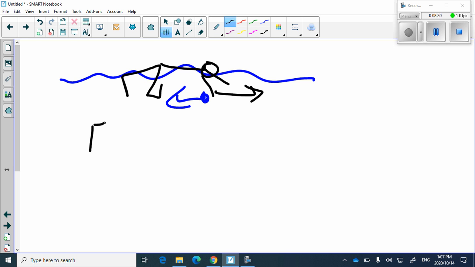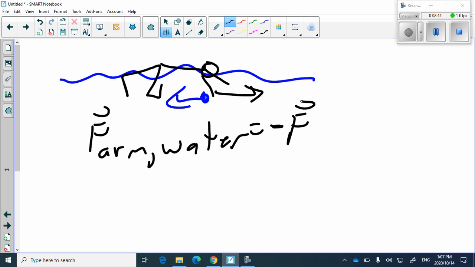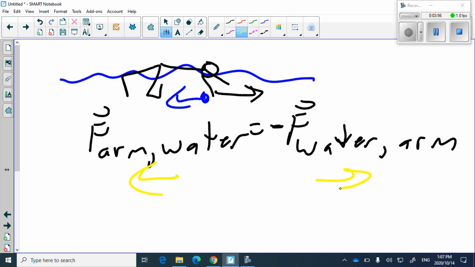So you would say, and the same thing with your legs, right? Force of the arm on the water, right, is equal in magnitude but opposite in direction. That's why I have a negative sign. The force of the water on the arm. So what I'm saying here is you push the water backwards, the water pushes you forward. And that's the same for a bird flying in the air. A bird pushes the air backwards, the air pushes the bird forward. When you walk, you push on the ground, and the ground pushes back on you forward.